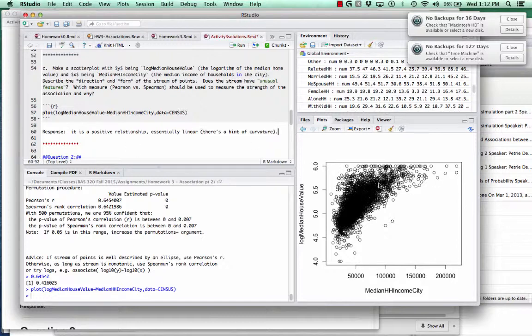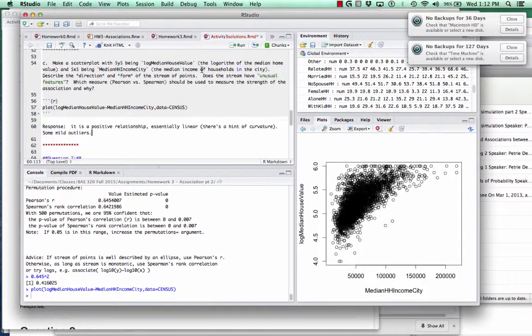And does it have any unusual features? Well, there's maybe these two guys are outliers here with weird combinations of home values and incomes for the city. So we can say there are some mild outliers. So not too far away from the rest of the stream. They're kind of mildly different from the rest of the data points here. So, all right, which measure?